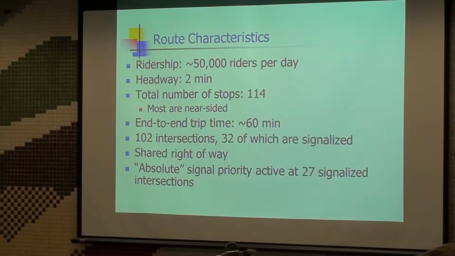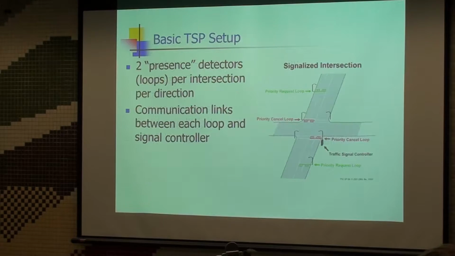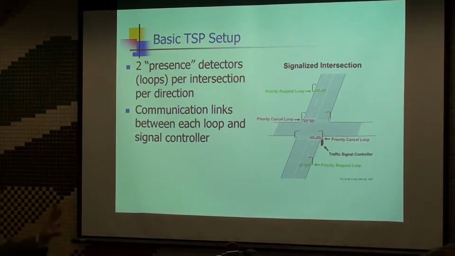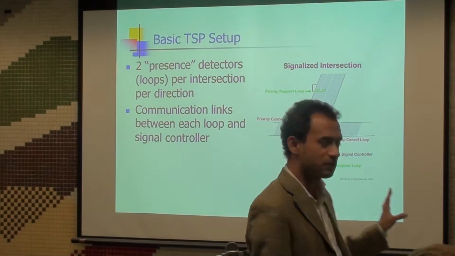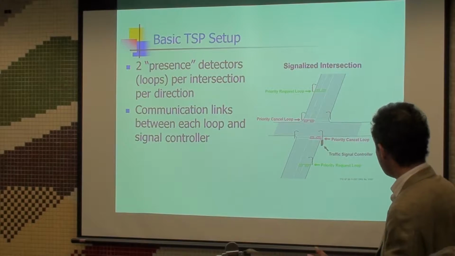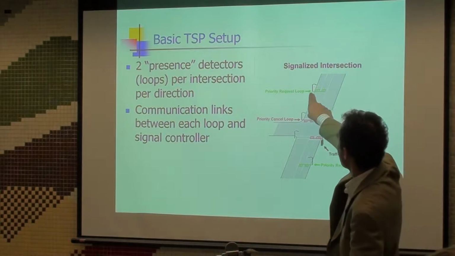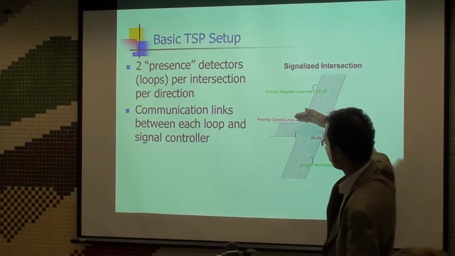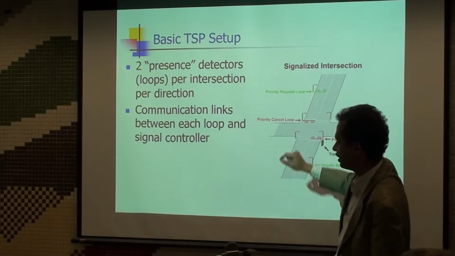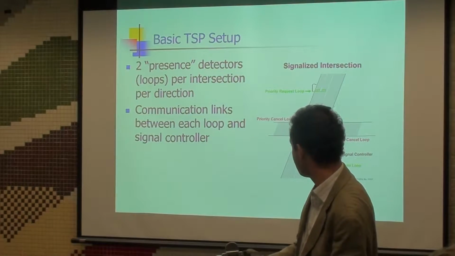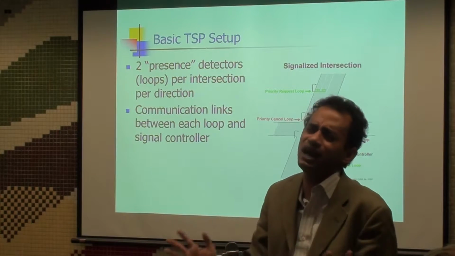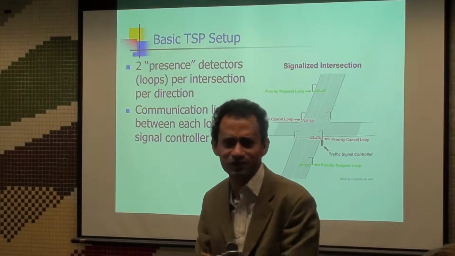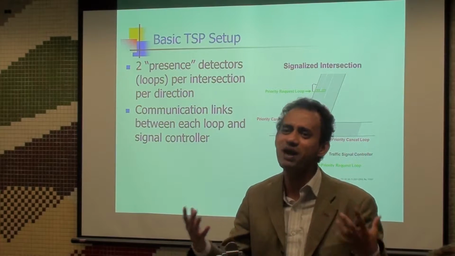So I will show what the benefits are and what we can do with those. So, the basic TSP setup. The basic transit signal priority setup is that we need to have a location before the intersection where you put this priority request. So there is a priority request loop. You can use different kinds of technology. It's not just limited to GPS. You can do many things.